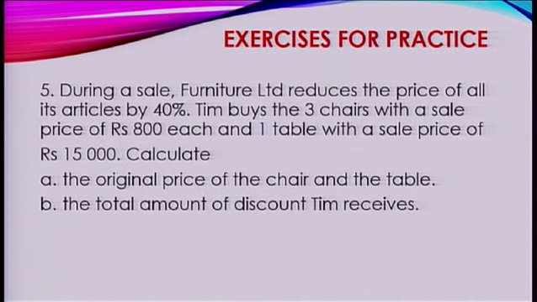Question number 5. During a sale, Furniture Limited reduces the price of all its articles by 40%. Tim buys 3 chairs with a sale price of 800 rupees each and 1 table with a sale price of 15,000 rupees. Calculate part A, the original price of the chair and the table. And part B, the total amount of discount Tim receives.